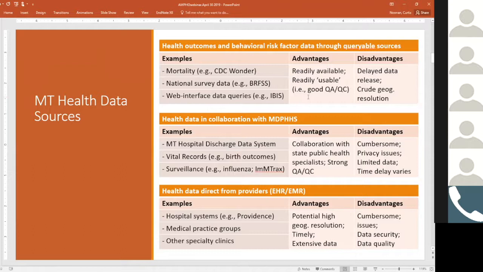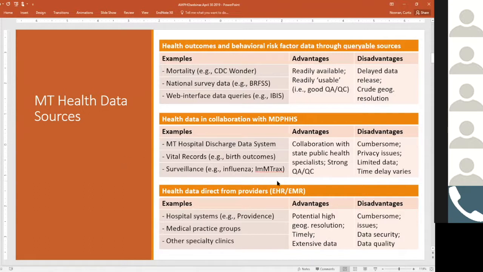And then, as I already alluded to, there's this very crude geographic resolution for some communities. In most cases, we only have data at county level. And in some cases, when we're talking about more rare conditions and more rare causes of mortality, those data might not even be available for some counties that are sparsely populated.